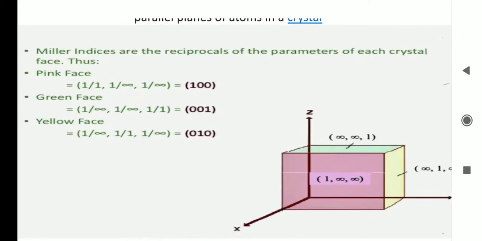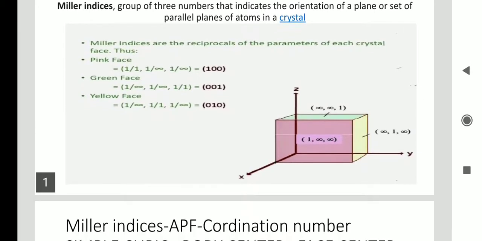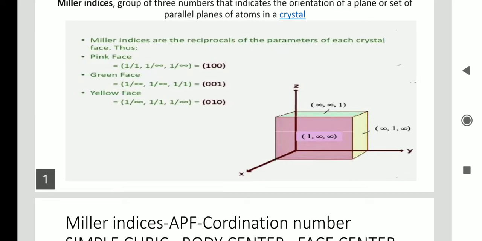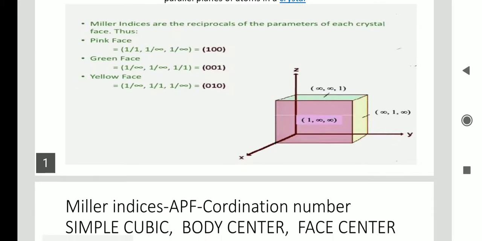For example, we are going to consider a crystal structure. In the crystal structure, we have X, Y, Z directions. Similarly, we have three phases: pink, green, and yellow. In the pink phase, the parameters are 1, infinity, infinity. In the green phase, the parameters are infinity, infinity, and 1. In the yellow phase, the parameters are infinity, 1, infinity. When these parameters are changed into reciprocal or inverted form, these reciprocals are considered as Miller indices.